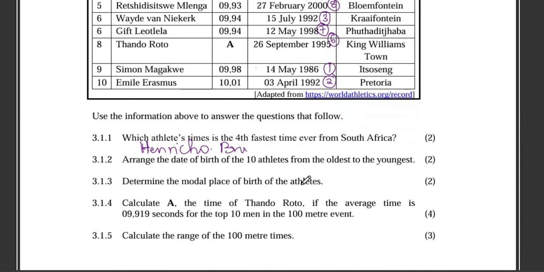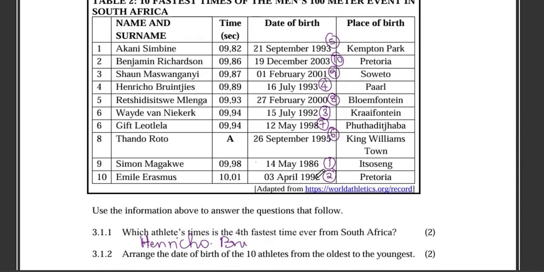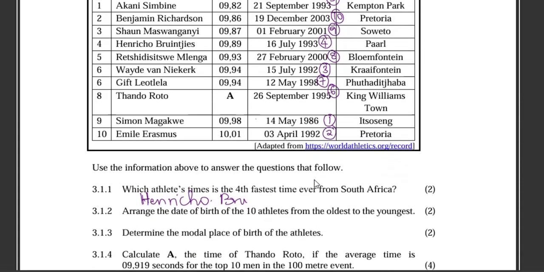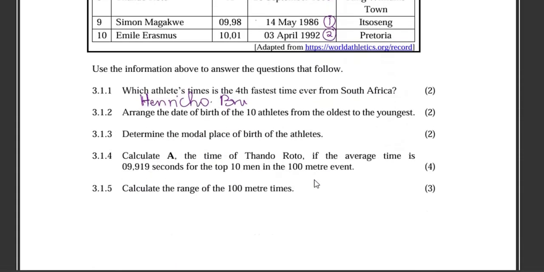Determine the modal place of birth. Which place repeats itself? When you look here, we have Cape Town, Pretoria, Soweto, Bloemfontein, Carletonville, King Williamstown. So Pretoria repeats twice. So it's what? Pretoria.